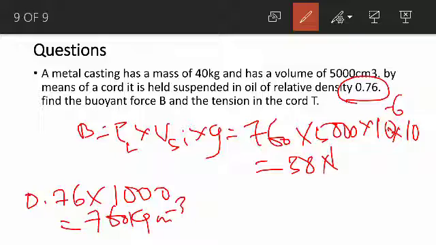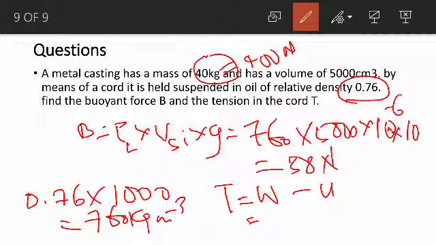Okay, so that now leads us to find the tension in the cord. We said the tension in the cord is equal to the weight minus upthrust. So you can see the weight here, which is 40 kilogram. Converting 40 to newtons is going to be 400 newtons. That's mass times acceleration due to gravity. So we are going to get 400 minus the upthrust, which is 38. Okay, so that gives us 362 newtons. So that's the tension on the string.